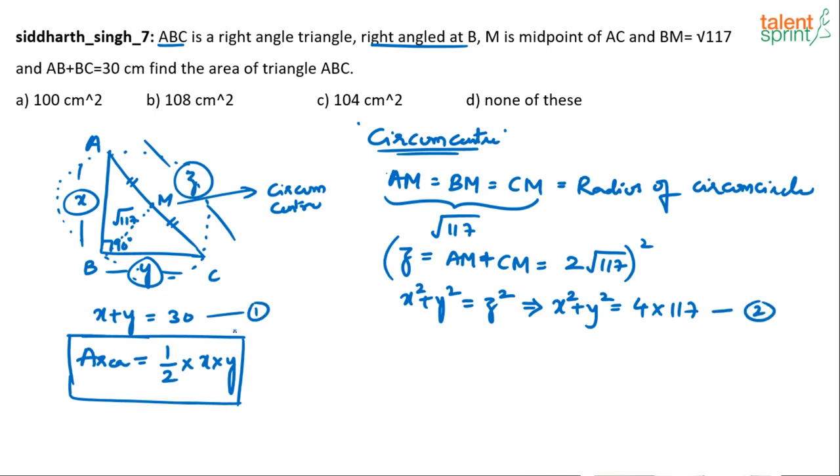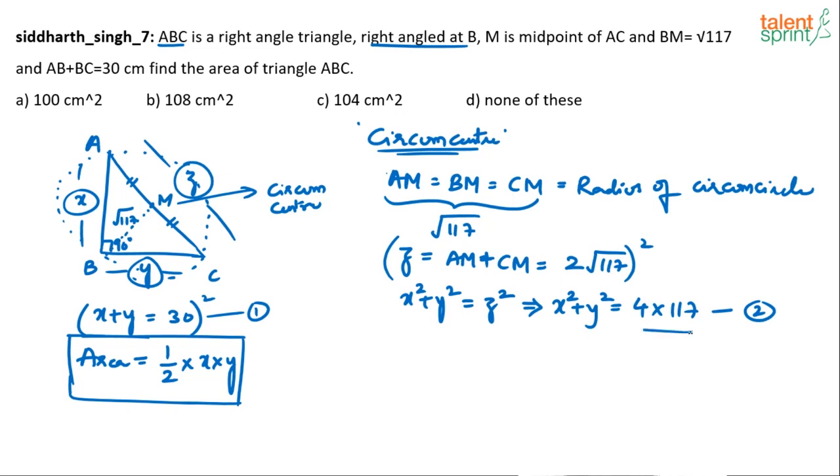Now, 2 equations and 2 variables. Can you solve? Yes. What are the 2 variables? X and Y. We know that X plus Y is 30. And now we have established that X squared plus Y squared should be equal to 4 into 117, based on this concept of circumcenter and circumcircle. Now how do you want to get the values of X and Y? I think apply the X plus Y whole square formula. Let's square equation number 1.